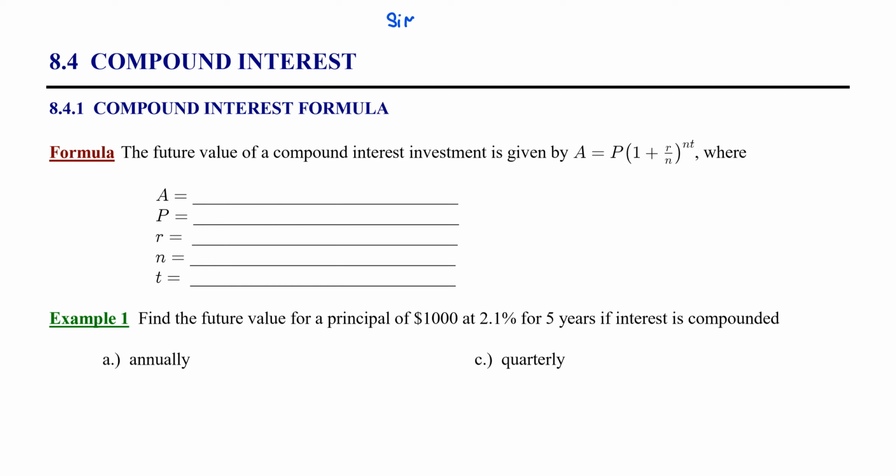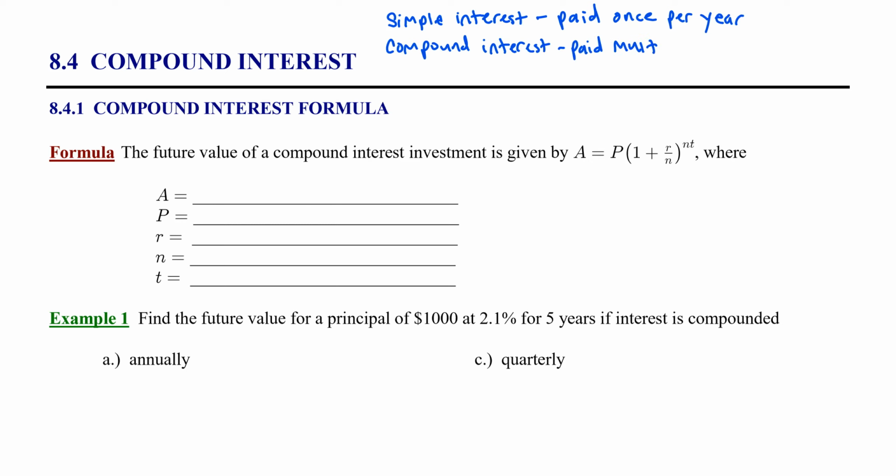In a simple interest investment, money is added into your account once per year. Interest is paid once per year. However, with compound interest, which we're studying in this section, interest is paid multiple times per year.